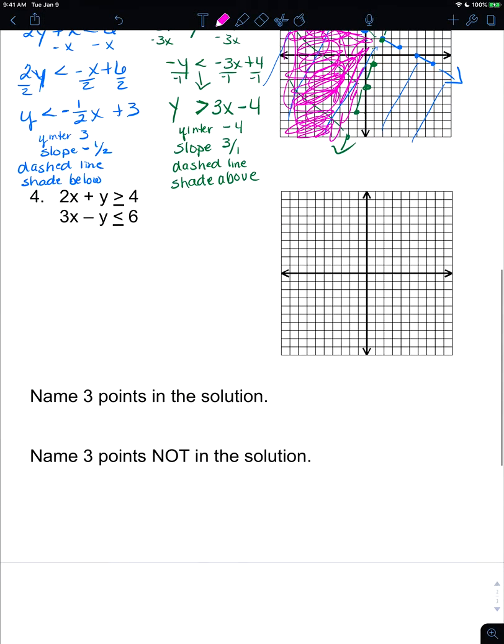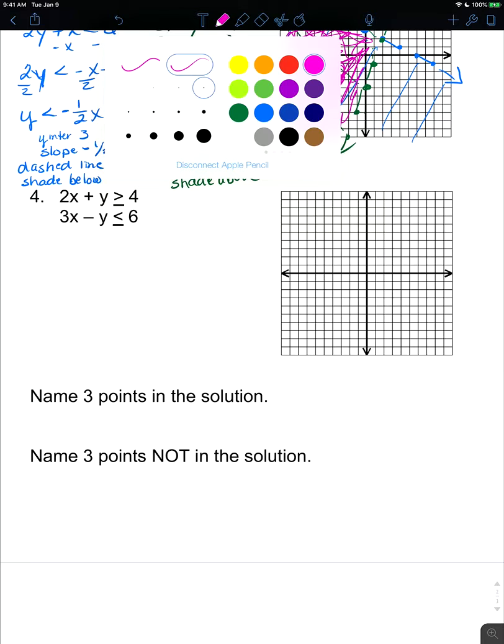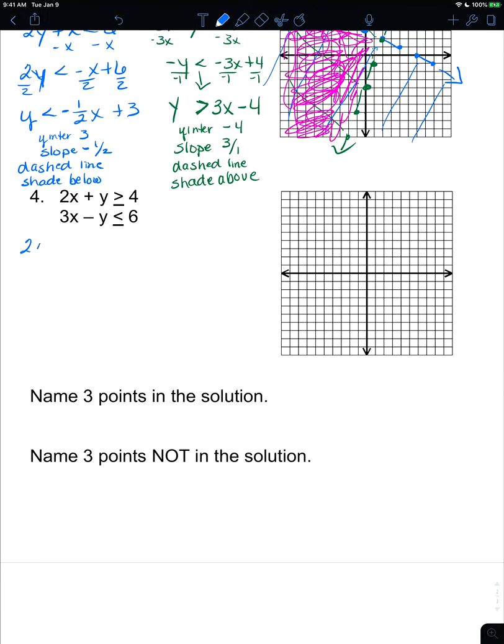Okay, one more example here. Just doing the same thing. 2x plus y is greater than or equal to 4. We're subtracting our 2x over. So y is greater than or equal to negative 2x plus 4.